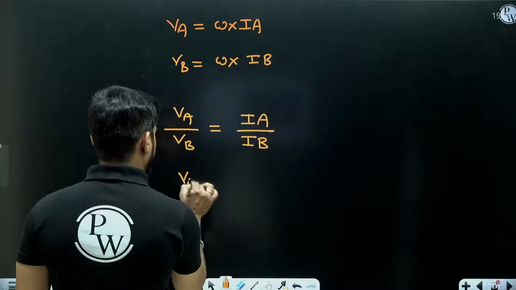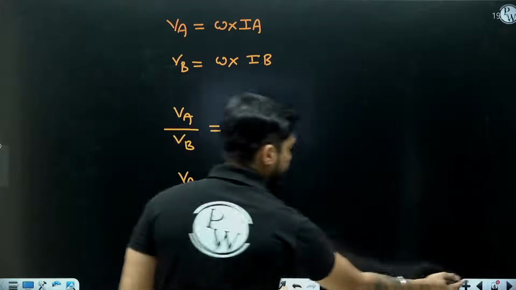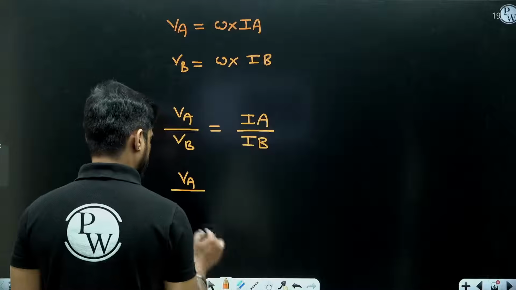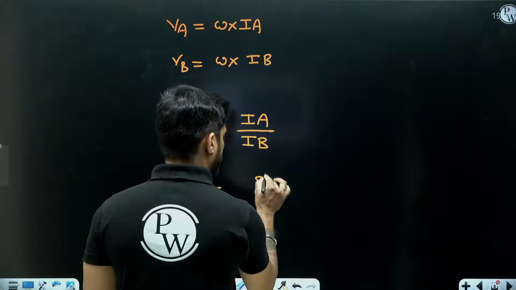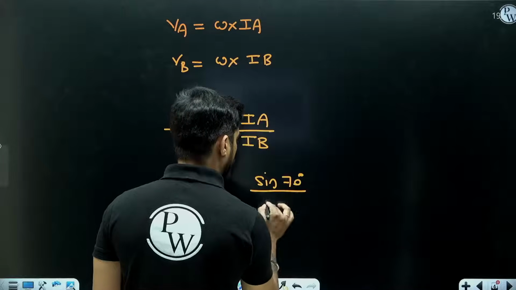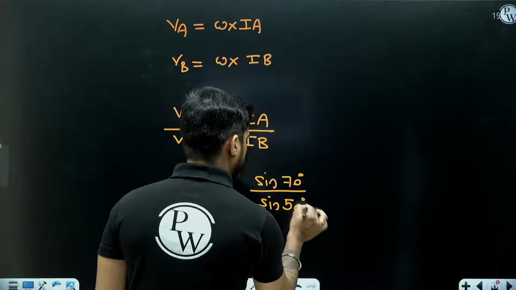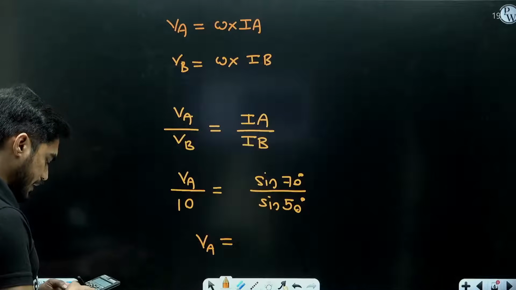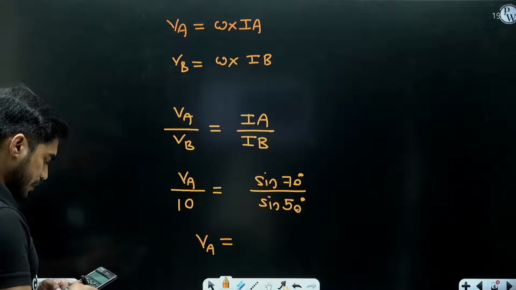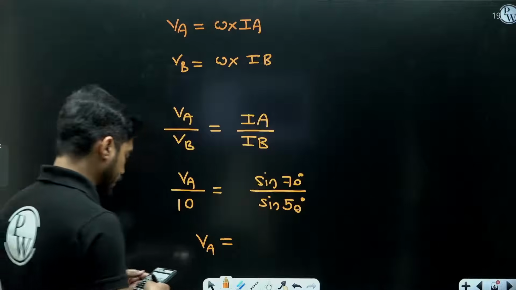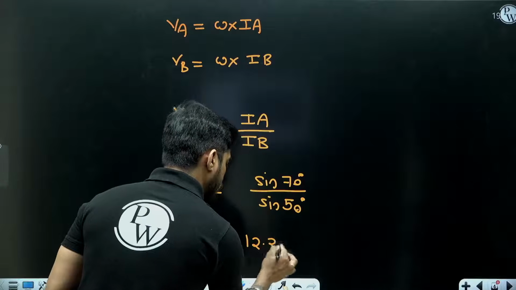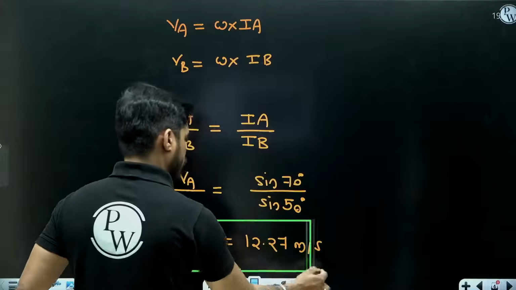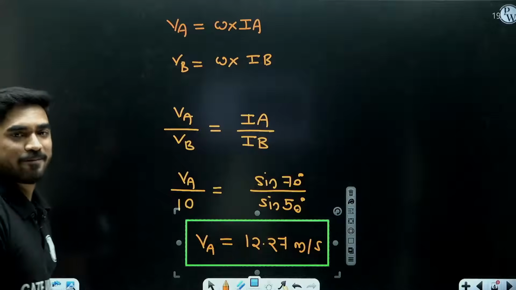So now put the values here. VA divided by the velocity of B, 10 meter per second, equals sine 70 by sine 50. So we got the value of VA as 10 sine 70 divided by sine 50. We got 12.27 meter per second. So this is the velocity of A.